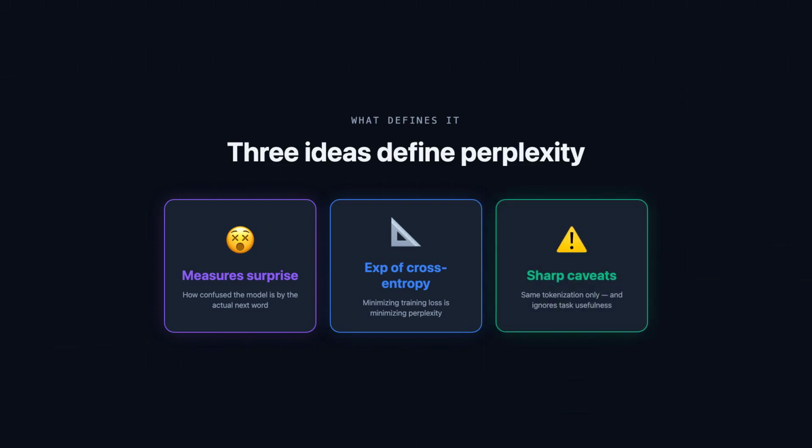It carries real caveats. Perplexity only compares fairly across models that share a tokenization and vocabulary, since subword schemes change the token count and shift the score, and it rewards fluency without ever measuring usefulness or truth, so a low score can still hide a genuinely unhelpful model.